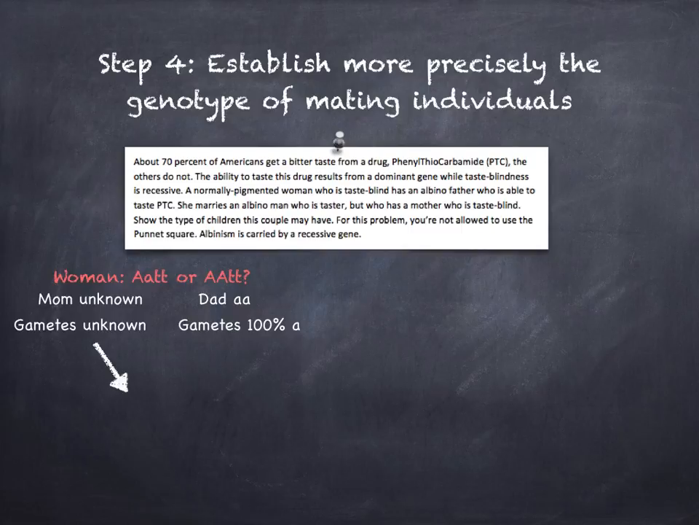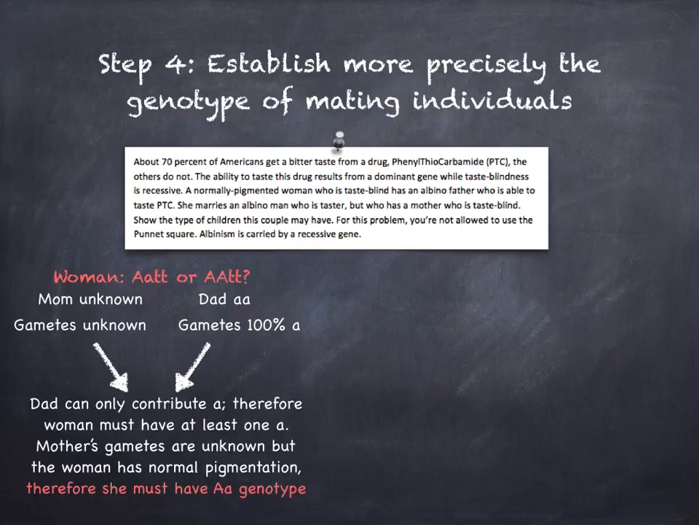Therefore, this woman necessarily has at least one small a coming from the dad, and the second allele is a big A because she's not albino. So she is necessarily big A, small a genotype because she has a normal pigmentation, but she necessarily received a small a from her dad.